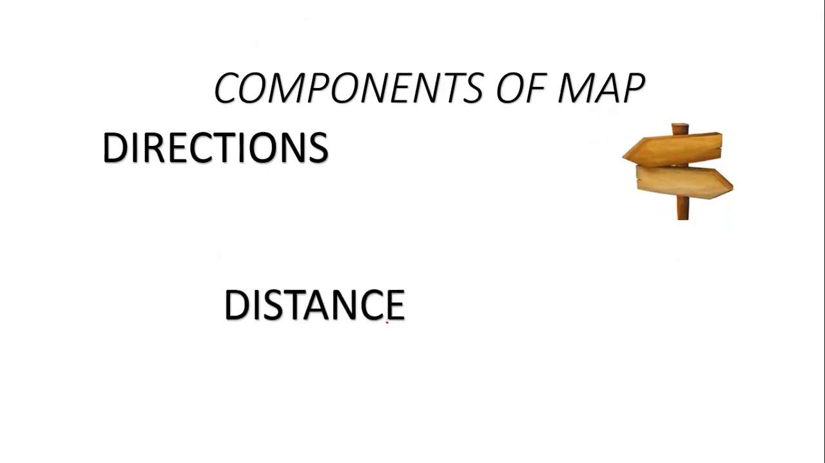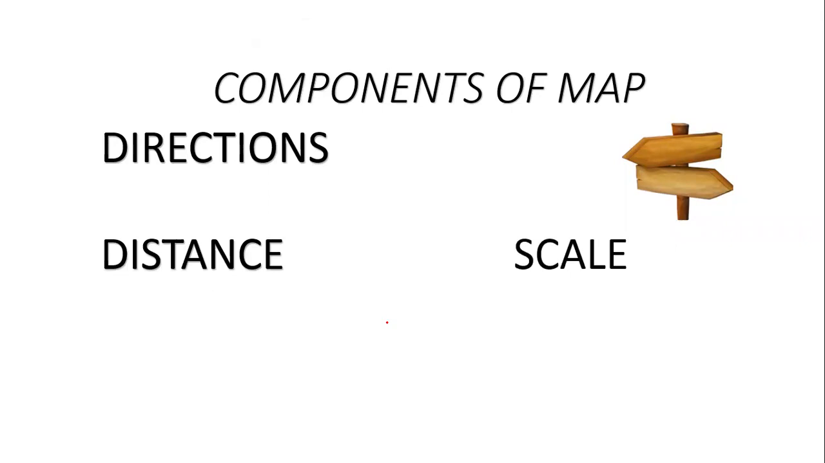Components of map. Directions. Second type, distance. Third type, symbol.